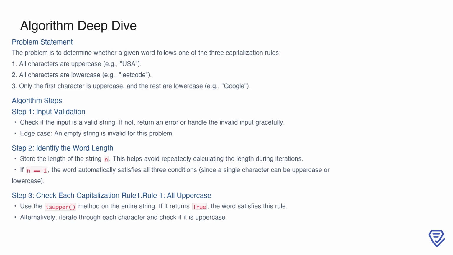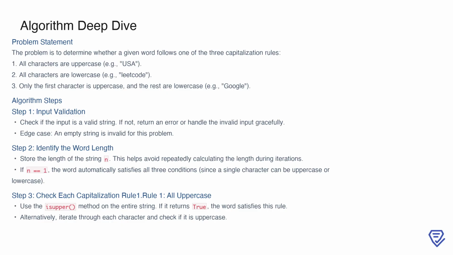in Google. The algorithm begins by validating the input to ensure it's a valid string. If the input is invalid, such as being an empty string, the algorithm either returns an error or handles it appropriately. Next, we calculate the length of the string and store it in a variable, which avoids redundant calculations during the process. If the string has only one character, it automatically satisfies all 3 rules because a single character can be either uppercase or lowercase.